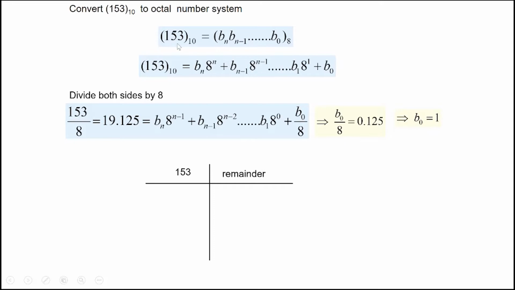And so same thing, 153 here. Instead, a more compact way of doing the same thing: we divide by 8 and we look at the remainder, we divide again, look at the remainder, and like that. So in the end, the 2 is carried over here and we get 0 here. So the number then becomes 231 to the base 8.